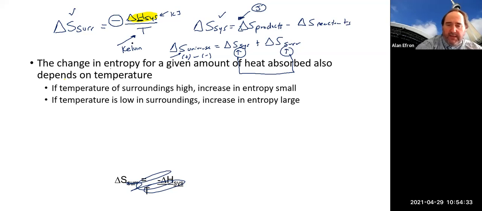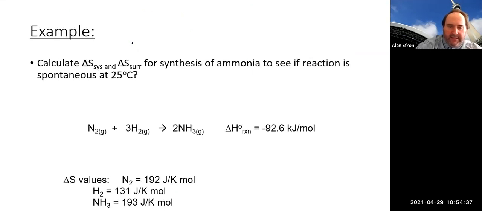Okay, so why don't we try one here and see what you come up with. Here are all the values that you should need in this one. We want to calculate the delta S of the system, the surroundings, and we want to know, is the synthesis of ammonia a spontaneous reaction or not? So there are some of your delta S values on the bottom and your delta H value for the reaction. So take a second and see what you come up with.